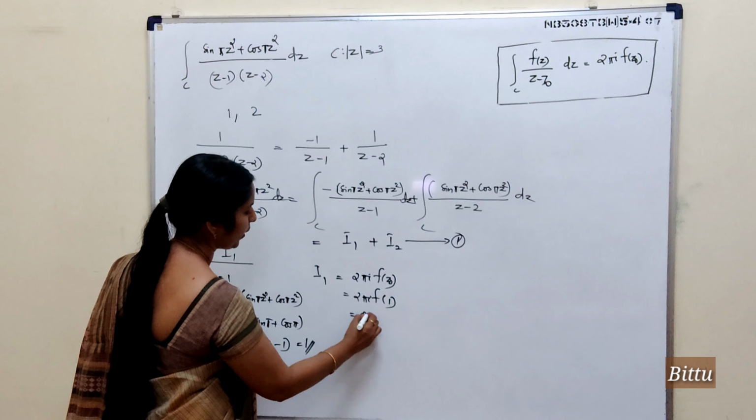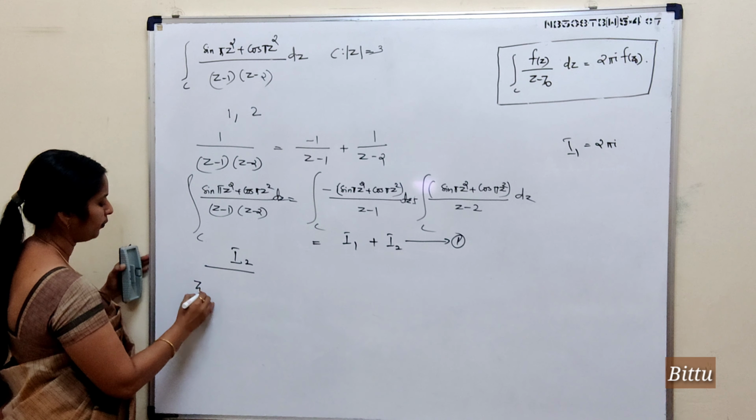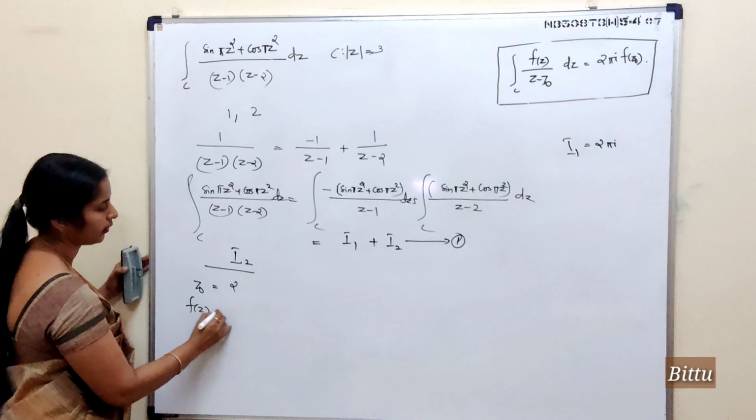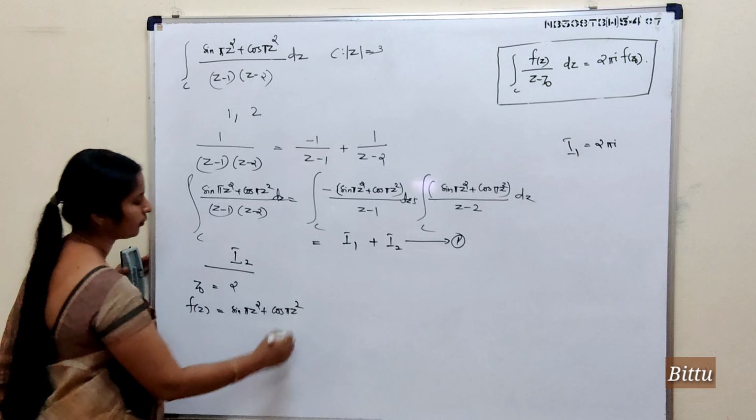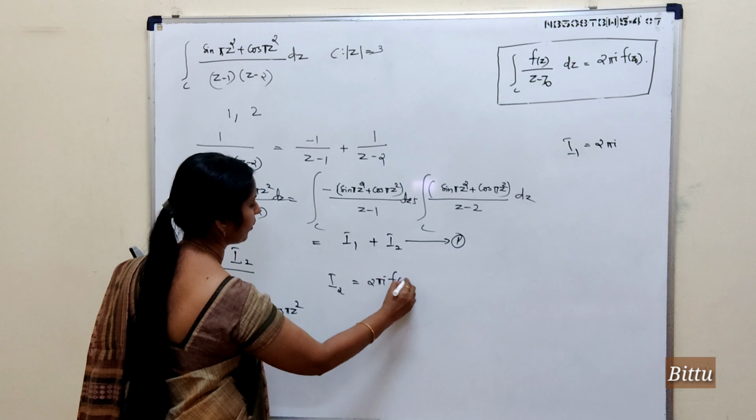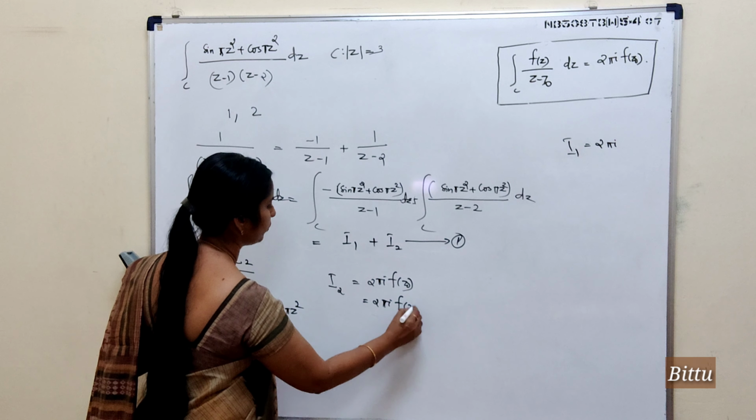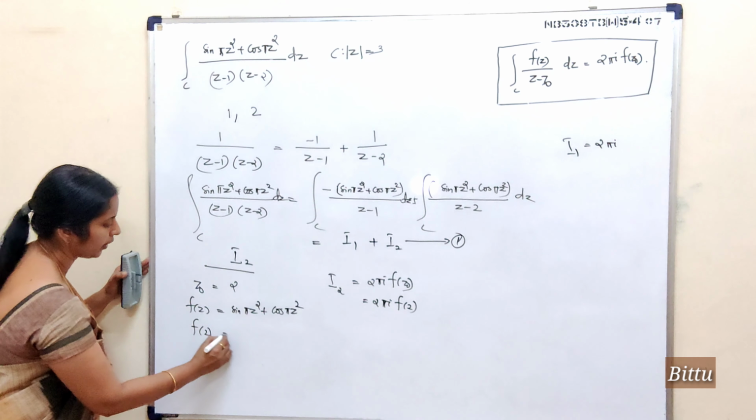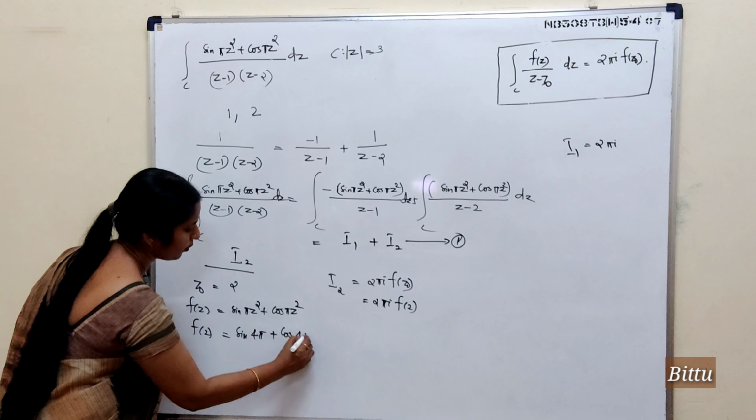Next we have to find I2. For evaluating I2, we have to keep Z0 as 2 and f(z) as sin pi z square plus cos pi z square. By Cauchy's integral formula, I2 is 2 pi i into f of Z0. Here Z0 is 2. So it is 2 pi i f of 2. So we have to find f(2). It is sine, and z is 2, it is 4 pi. Similarly cos 4 pi.